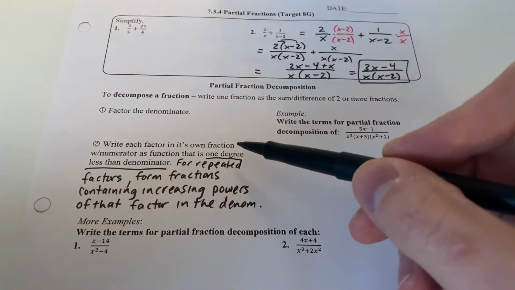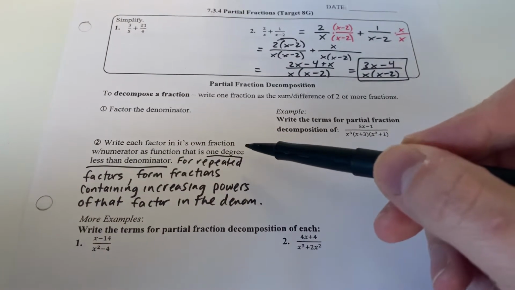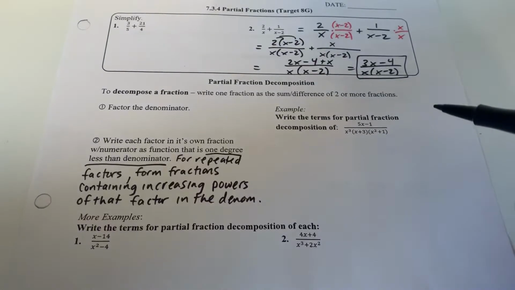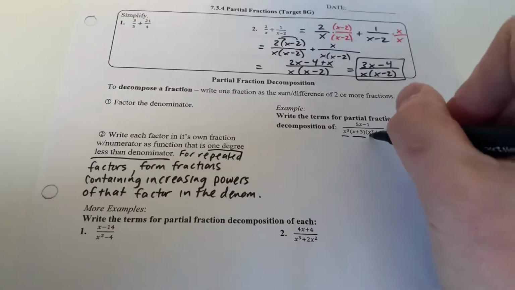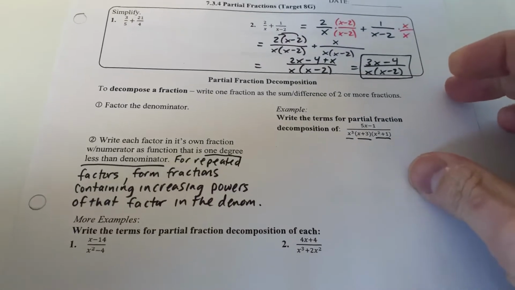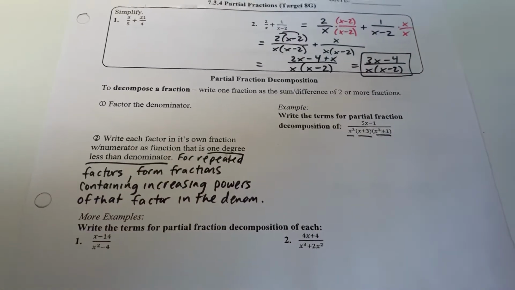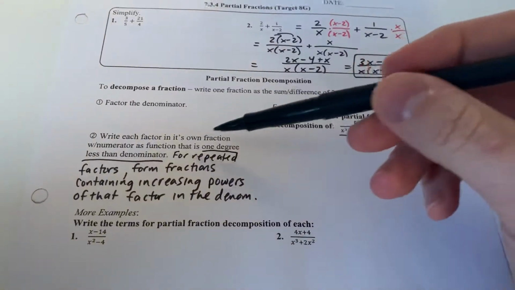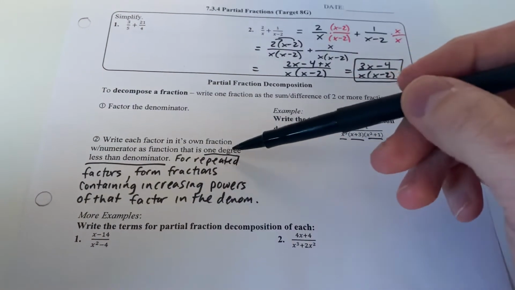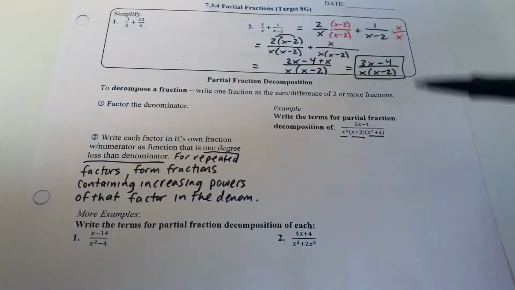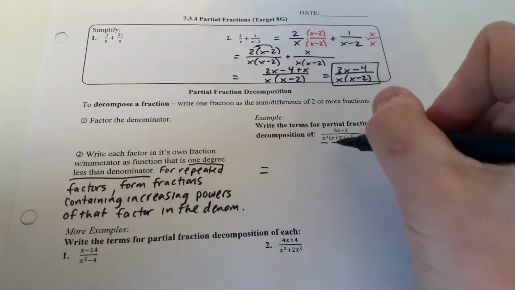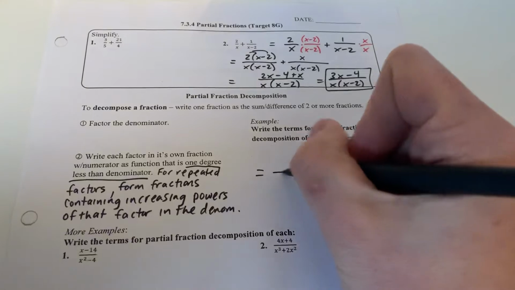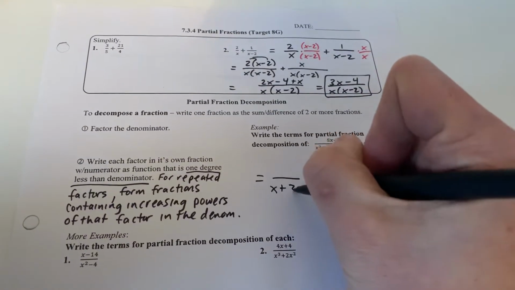And here's the important part. We want to write each factor as its own fraction. So x to the third, x plus 3, and x squared plus 1 are going to be their own separate fractions. The numerator needs to be 1 degree less than the denominator. So let's put an equal sign and break this up. We're going to start with the x plus 3, so that's going to be on the denominator.